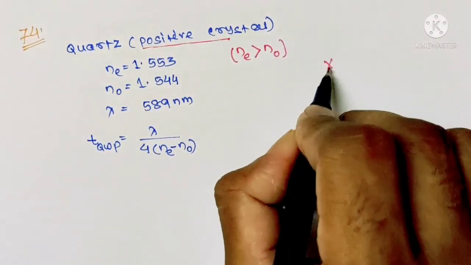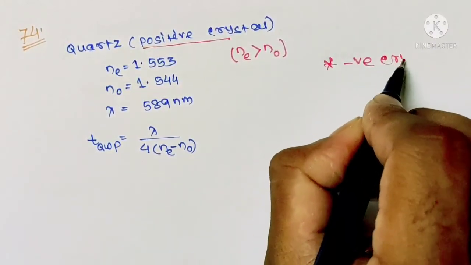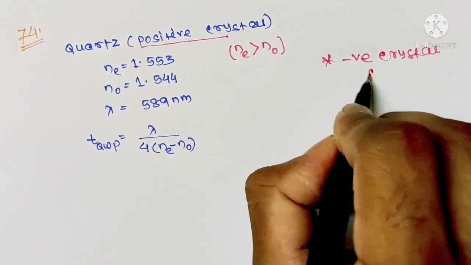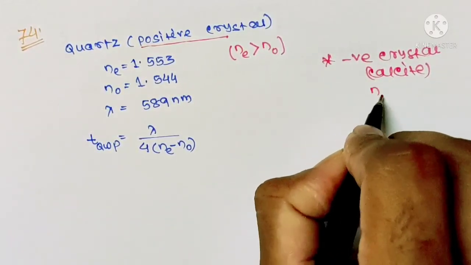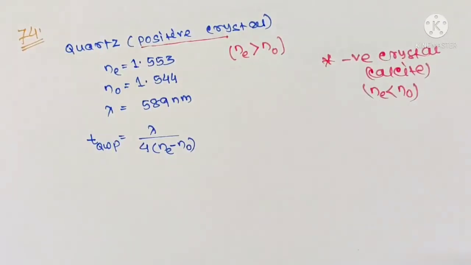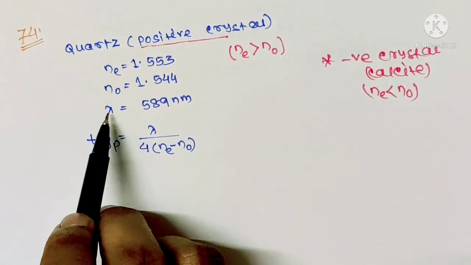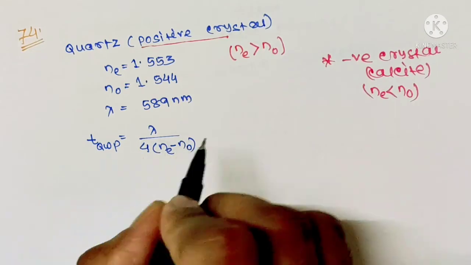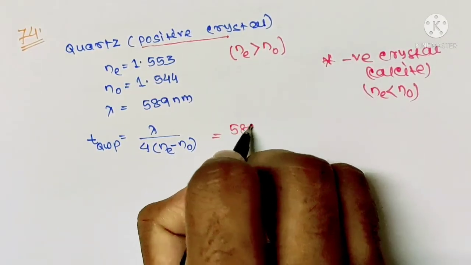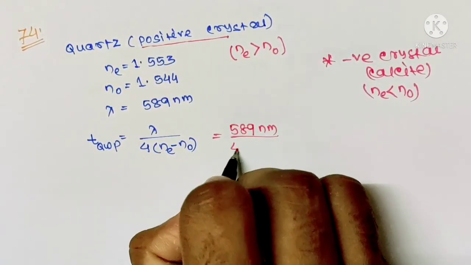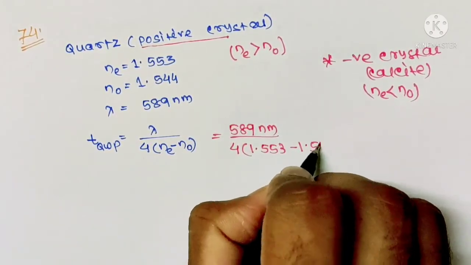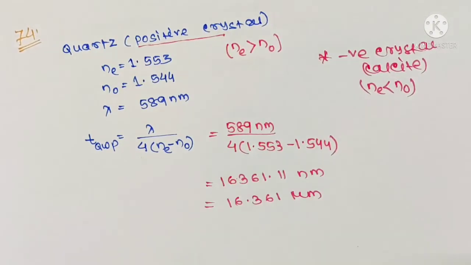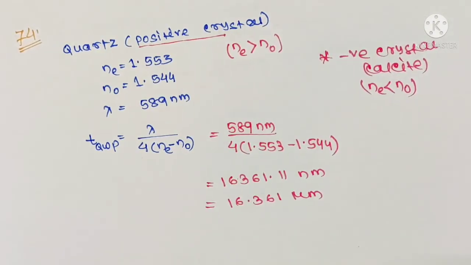Ne is the refractive index associated with the extraordinary ray, and No is the refractive index associated with the ordinary ray. So you should remember this. Similarly, for a negative crystal, for example calcite, Ne is less than No. So Ne, No and lambda are given. You can use the values, that is 589 nanometer by 4 times 1.553 minus 1.544. So the answer is 16.361 micrometer.